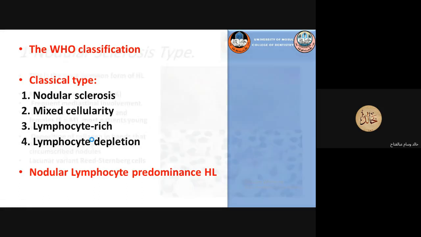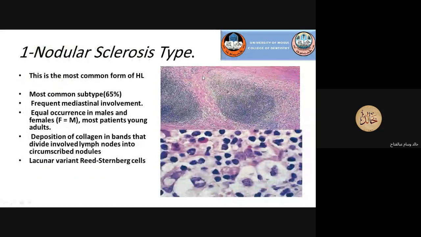So, what do we mean by nodular sclerosis type? The nodular sclerosis type, in this type, the lymph nodes are converted into nodules. From its name, there are nodules, and around these nodules we have fibrosis or sclerosis. So we have nodules of lymph node, and in between we have this fibrosis or sclerosis. So it is the most common form of classical Hodgkin lymphoma.